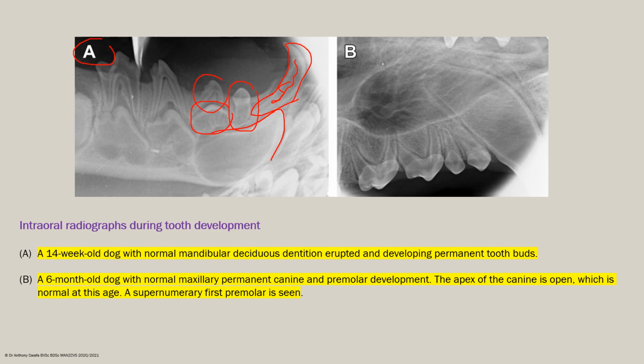In the radiograph on the right hand side, B, we have a 6-month-old dog with normal maxillary permanent canine dentition, and as you may have seen this radiograph before, this is the normal root development that we're seeing. You can see the root walls are quite thin, the dentine is quite thin, and we have quite a wide pulp canal here with an open apex here, which is quite normal.